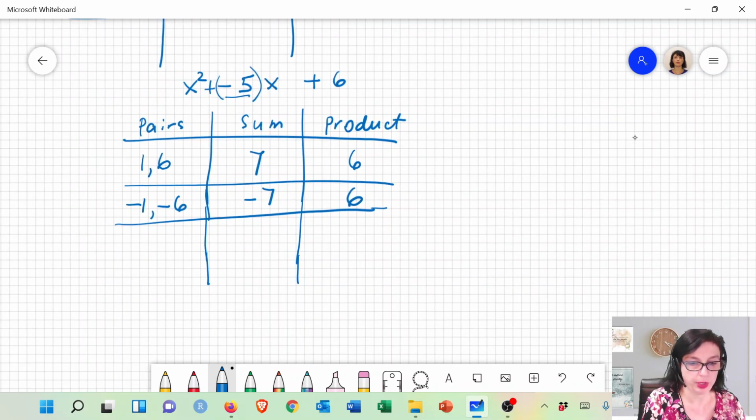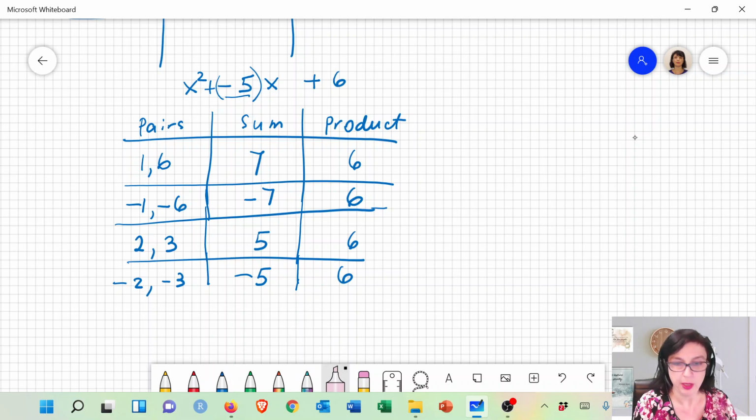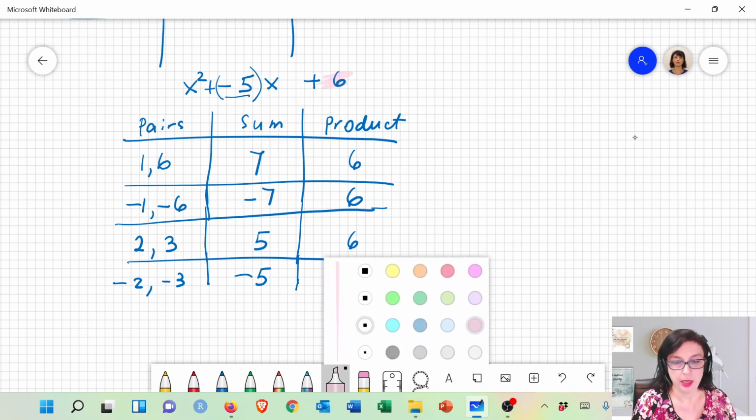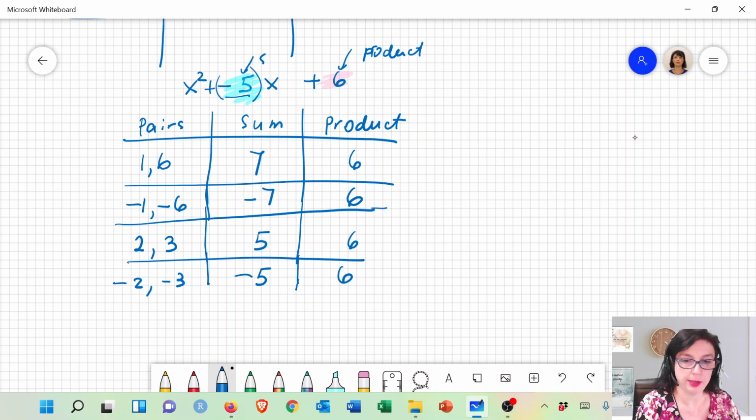So that doesn't work. Okay, how about 2, 3? Would that work? Well, the product would be 6, but the sum is going to be +5, so that does not work. But what about -2, -3? That will multiply to +6 and add to -5. So you see, this is going to be really tricky, but you have to match it. So again, the product should be this number right here, and then the sum of the two winning numbers should be that right there, right? So this is the product, and that is the sum.